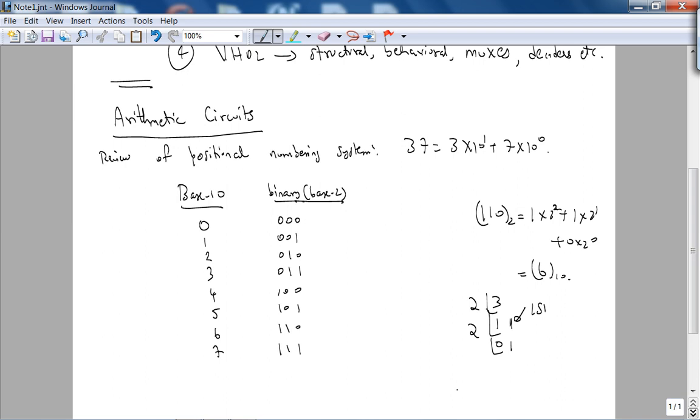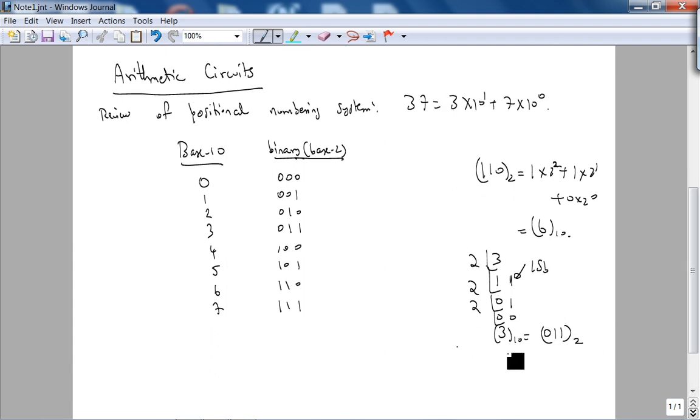This is the least significant bit. Therefore, 3 in base 10 is 1, 1 in base 2. We stop when the quotient is 0. We did all this the very first week, just a quick review.